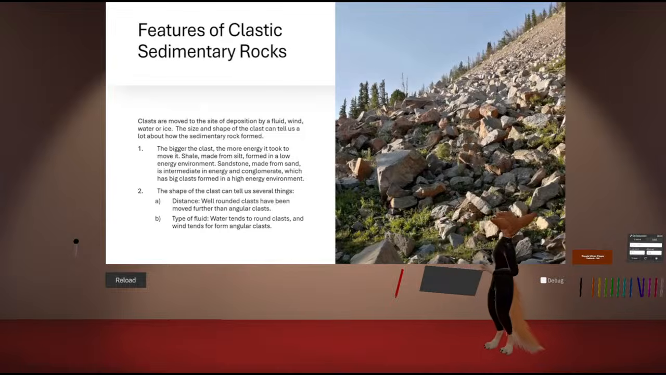So with these rocks right here, they didn't go down too far. Probably a rock slide has occurred. Probably heavy winds in this area. This picture was taken near Beartooth Mountain.